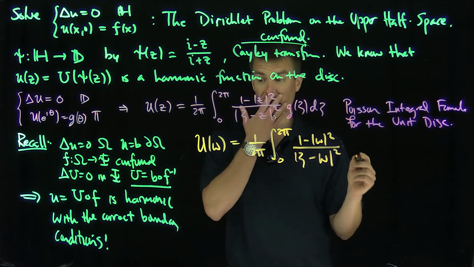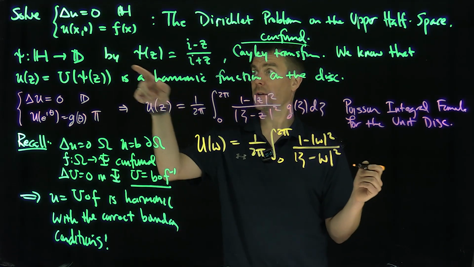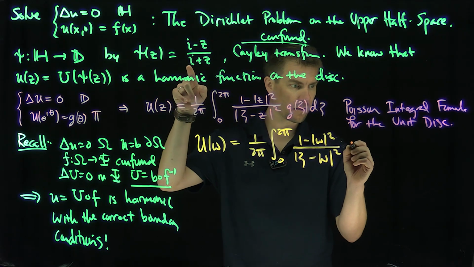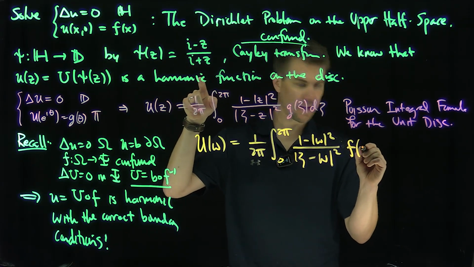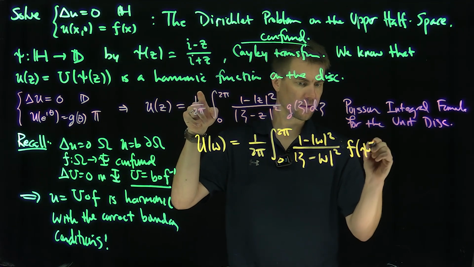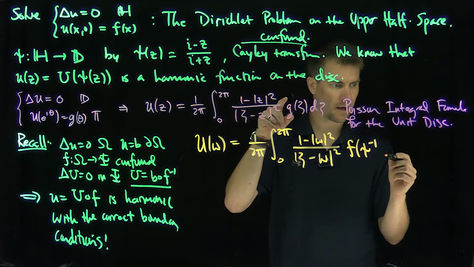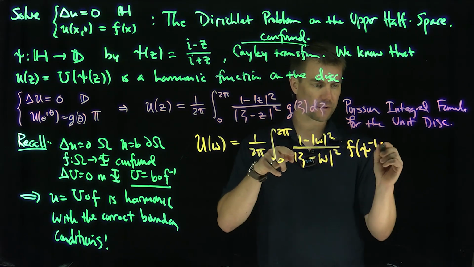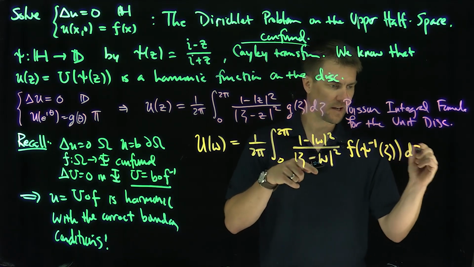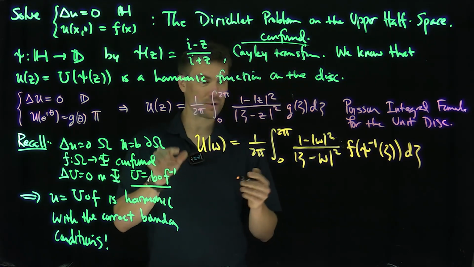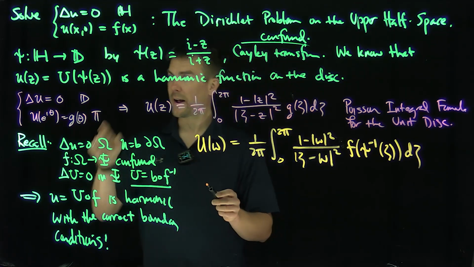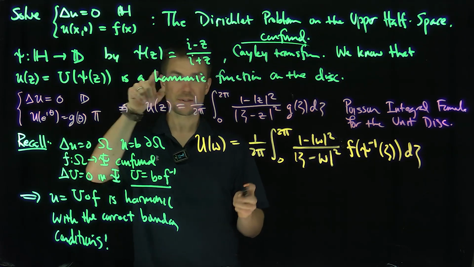Then what's the boundary condition over here? The boundary condition is going to be this f over here. It's going to be f of w inverse. So that's going to be a psi inverse of zeta, d zeta. This gives a representation for what? This is a representation for the function u. Now what do I have to plug in? What is w? w is equal to this psi of z.